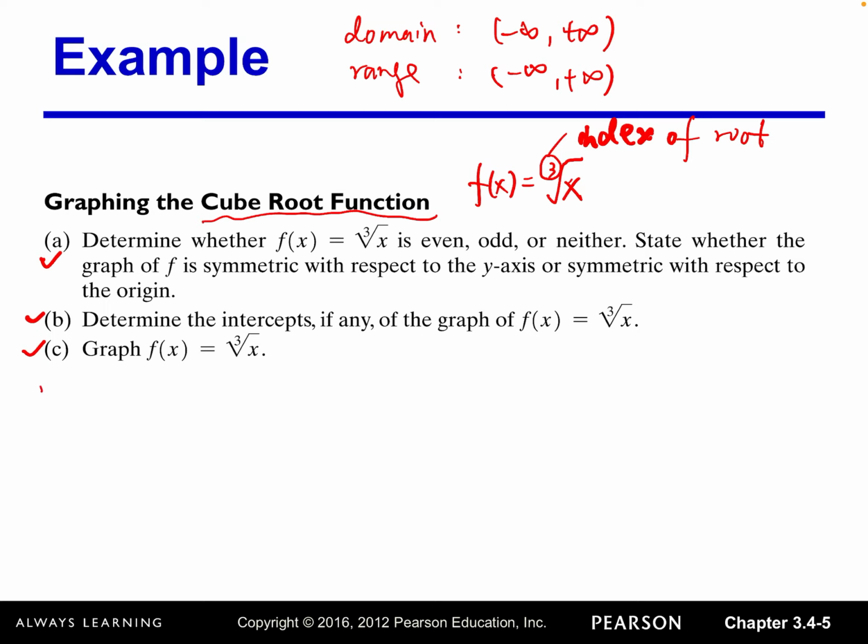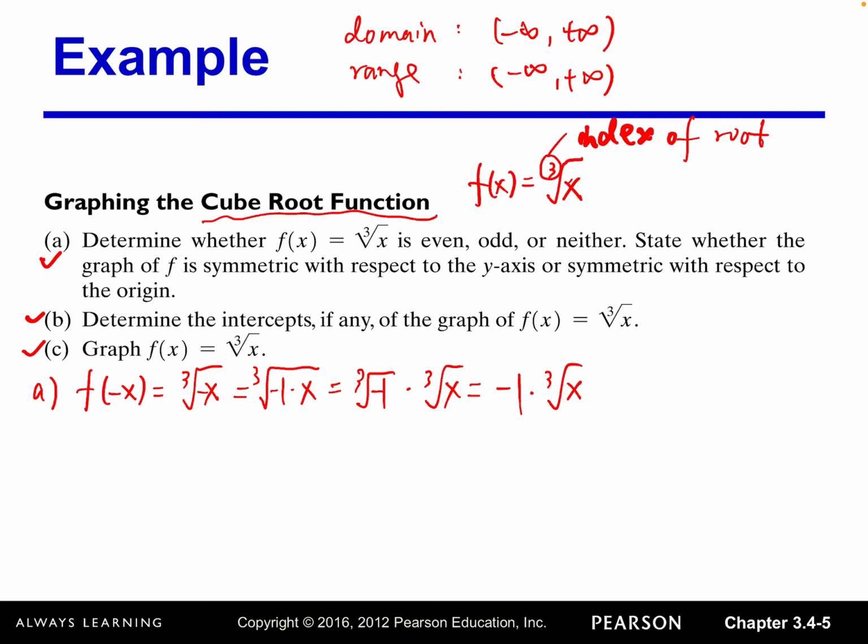Remember how to determine whether a function is even, odd, or neither. We need to evaluate f of negative x. So that's third root of negative x. You can consider negative x as negative 1 times x, which is the same as third root of negative 1 times third root of x. Third root of negative 1 is still negative 1, and third root of x is still third root of x.